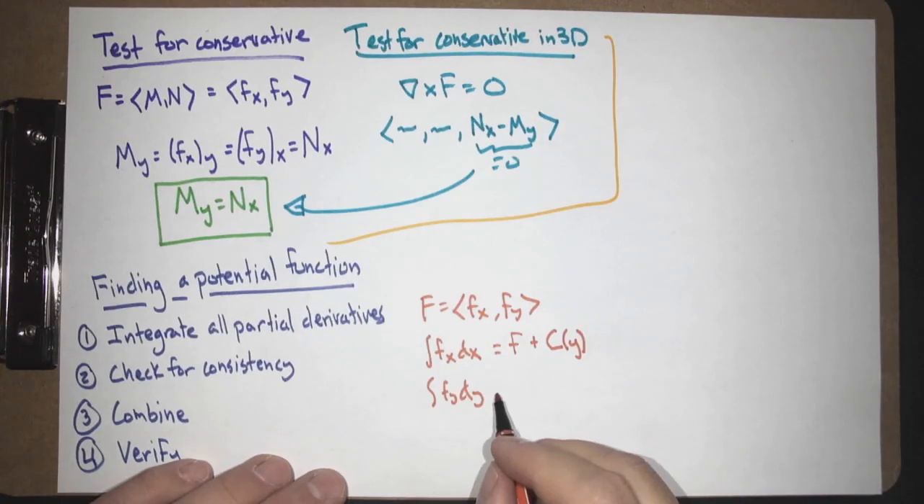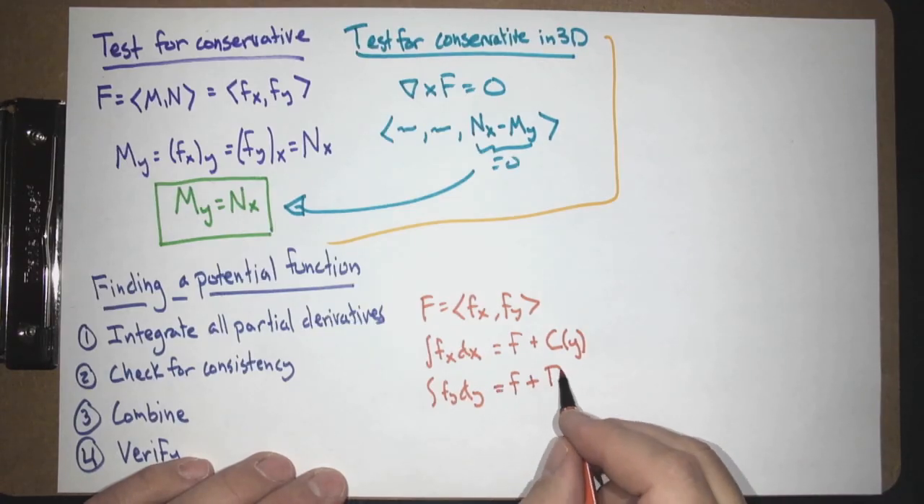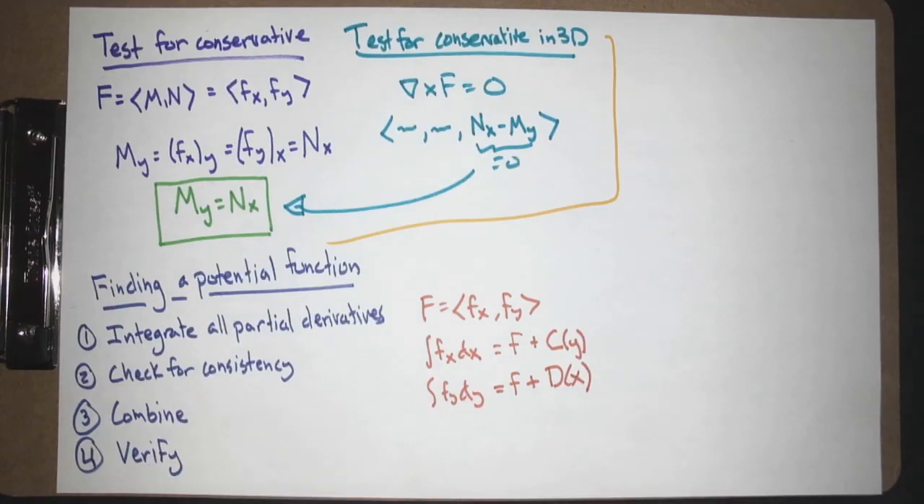Okay, if you integrate f sub y dy, what will you get? F plus some constant function of x, right? But I don't want to use the same constant function. It might be slightly different. So when you integrate the partial derivatives, you have a really good idea what f looks like. And then you do a check for consistency. Now, the consistency says anything which involves multiple variables has to look the same. They have to agree. If you pass your check for consistency, you're conservative. Once you pass that test, you combine the pieces together and then verify.